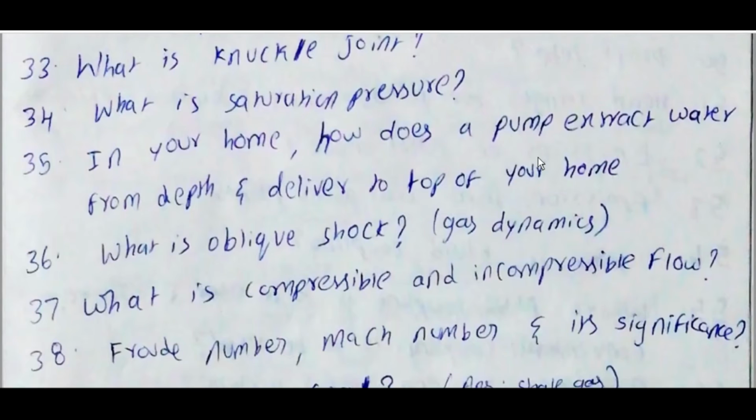If the shock wave is perpendicular to the flow direction, it is called normal shock. If the shock wave is inclined with respect to the incident upstream flow direction, then it is oblique shock.